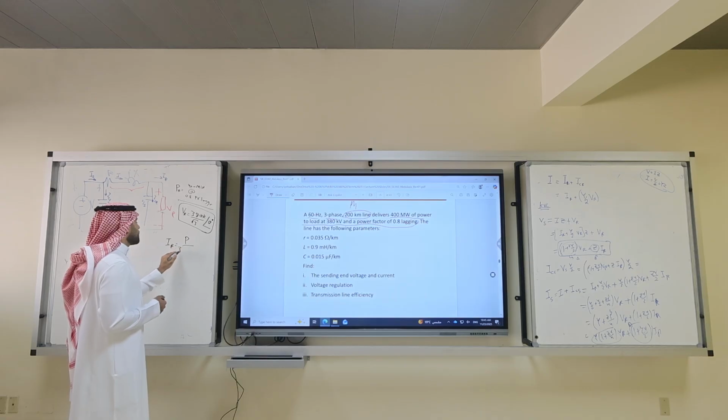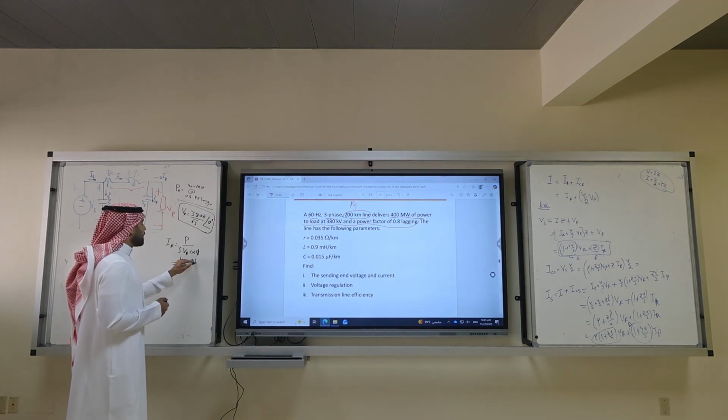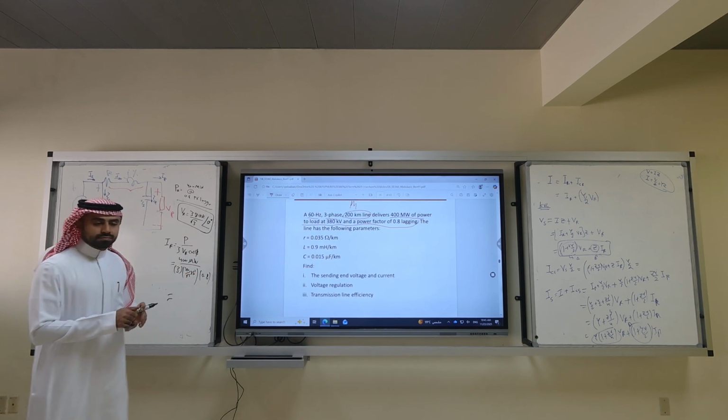So what is IR? P over 3 VR cosine theta, which is 400 megawatt divided by 3 times 380 over square root of 3 kilovolt times 0.8. What should be the answer?